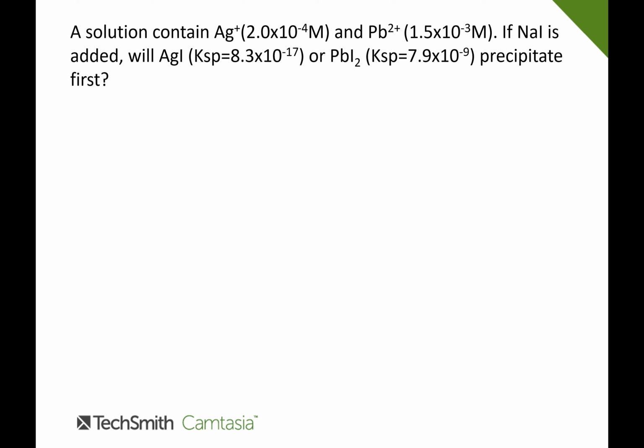So we have a solution that has silver ions and lead ions, and it gives me their molarities. And then it says I'm going to add NaI to it. And we want to know if the AgI or the PbI2 is going to precipitate first. Which one? Well, all I have to do is look at my Ksps for AgI and for PbI2, and I can see that the one here for silver iodide is much smaller. So that means since it's the smallest one, this one is going to precipitate first.